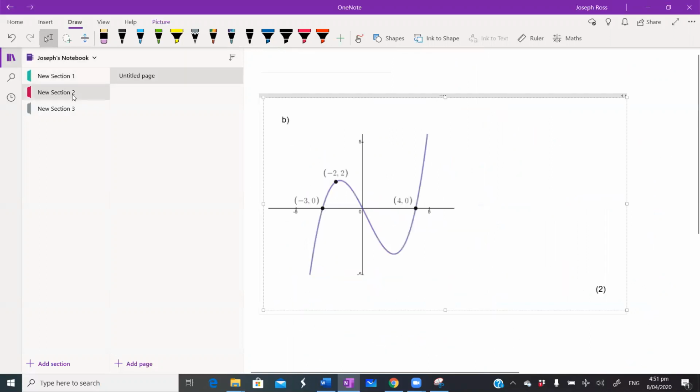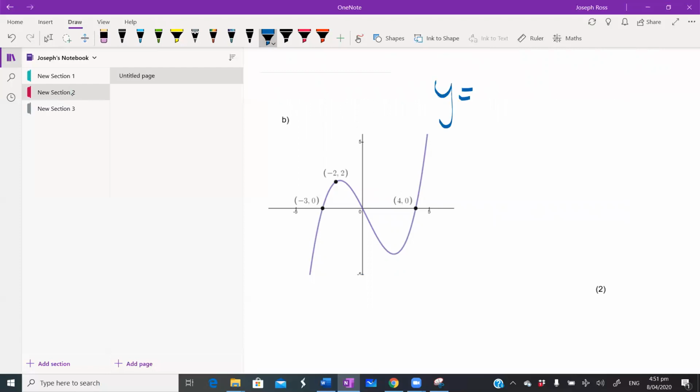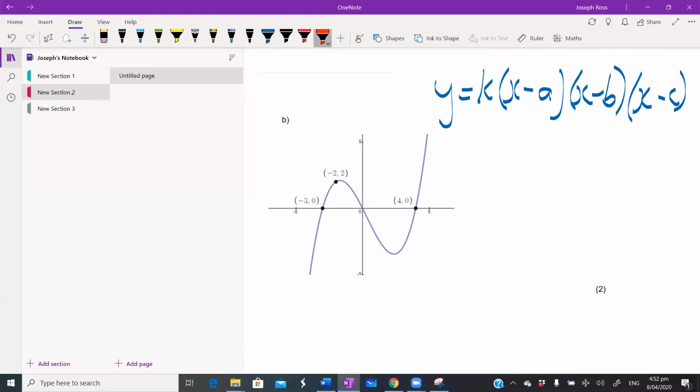Okay, so question B, we have that graph there, which is a cubic, and since it's a cubic, it has the equation y equals k multiplied by (x minus a)(x minus b)(x minus c). Okay, so now we get half a mark for recognizing the form.